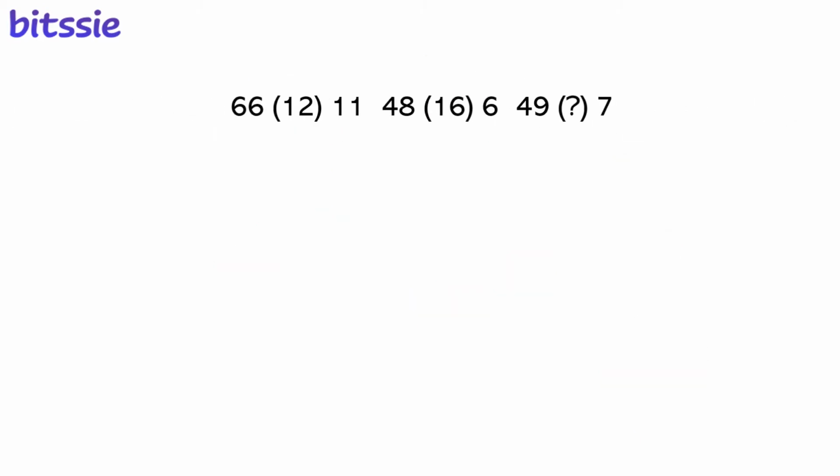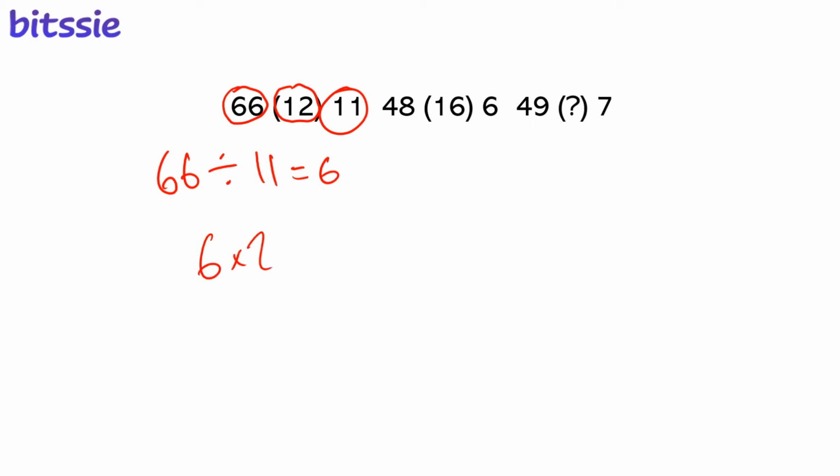On to the next question. So when we have a large number like 66, and then in the brackets we have a smaller number like 12, it often means that we need to do something like division. So if we do 66 divided by the 11 on this side, we would get 6, which is conveniently half of 12.